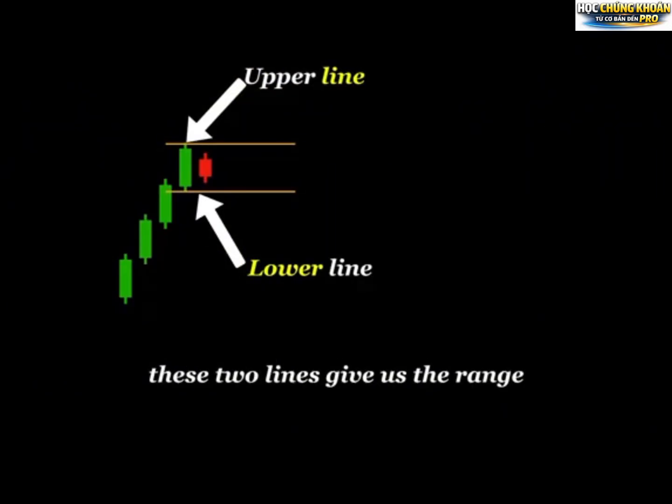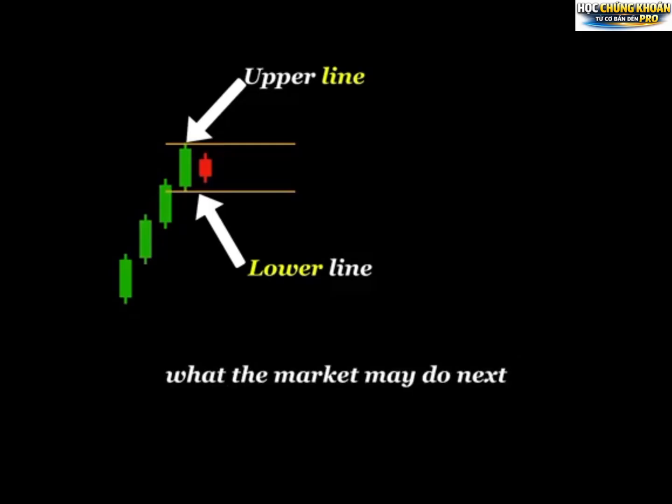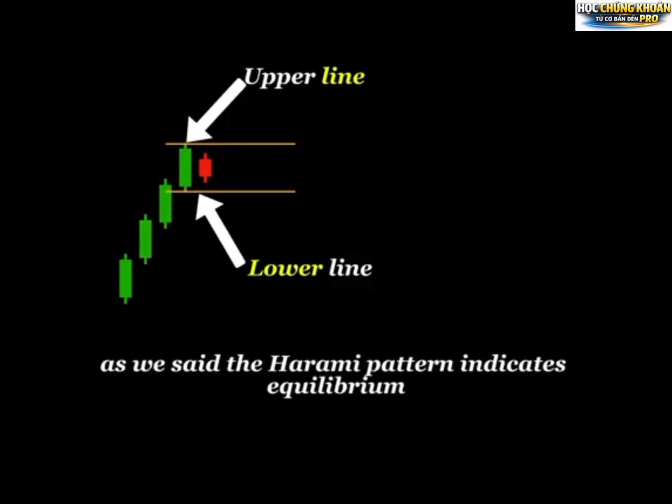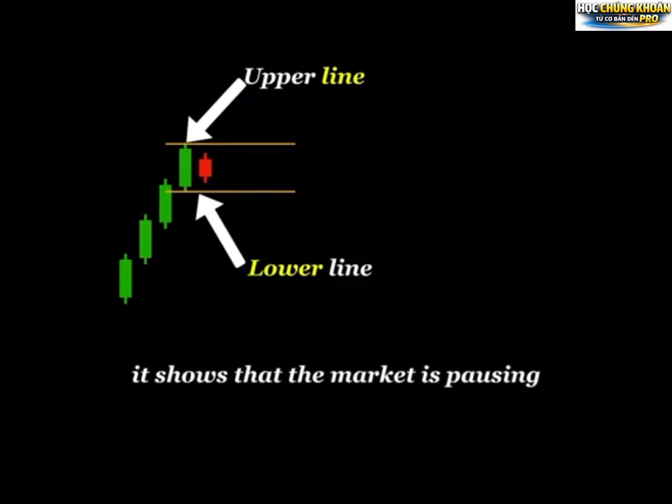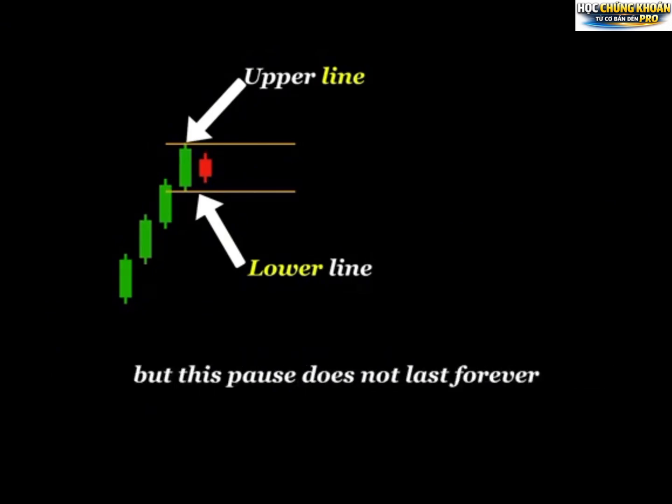These two lines give us the range boundaries of that specific period, and this is very useful because it helps us understand what the market may do next. As we said, the harami pattern indicates equilibrium. It shows that the market is pausing, and neither buyers nor sellers are clearly in control at that moment. But this pause does not last forever.